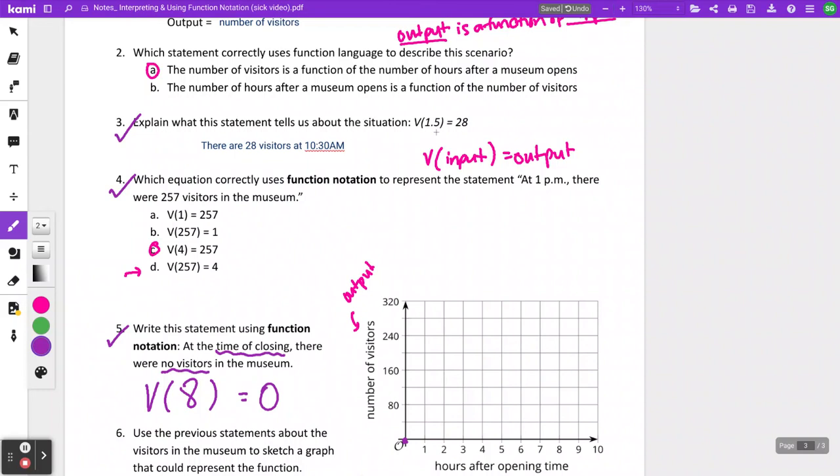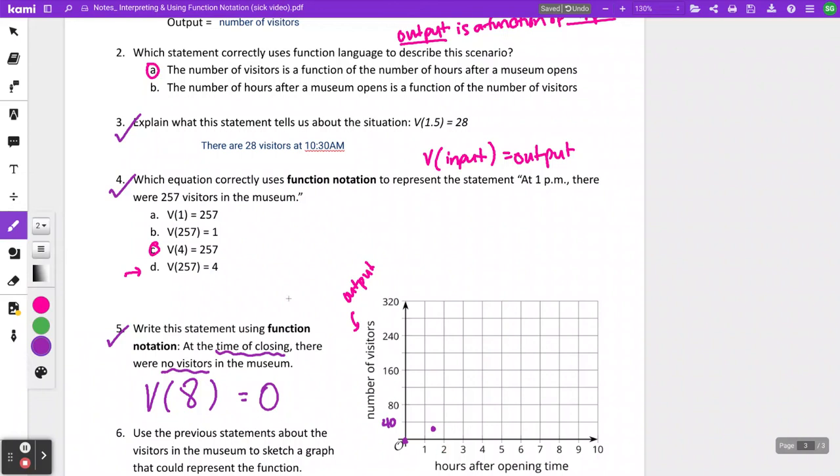I know 1.5 hours after they've opened, so that's right here, they should have 28 visitors. So that's not that much. This line right here is 40. So 28 visitors is going to be about 3/4 of the way up. So I'm going to put my point right there. It looks like I marked a point there, but I was just trying to show where 1.5 is.